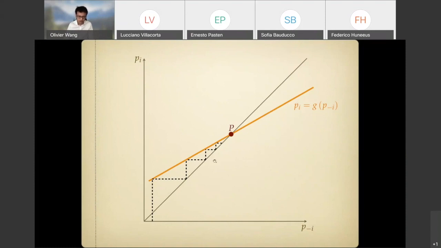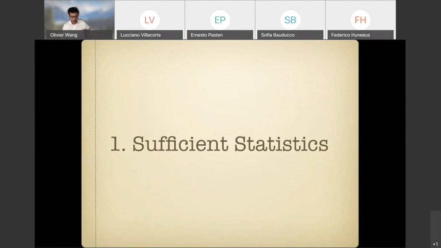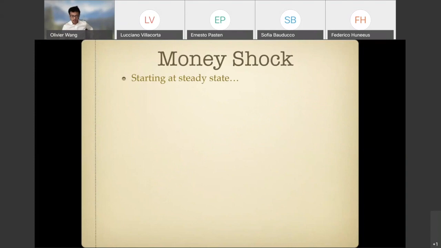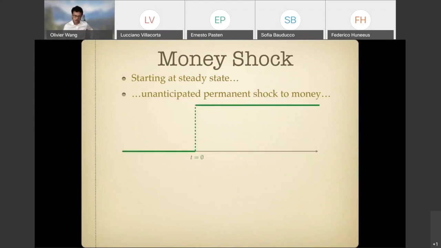Okay. Now, I'm going to present the first set of results on sufficient statistics. So starting at a steady state, we do this experiment I just explained. There's an anticipated permanent shock to money, and to nominal GDP equivalently. So at time 0, the money supply jumps to this new green line. It's continuous time, so you don't have an impact effect on the price. The price is continuous. But eventually, the price in orange is going to converge to the new steady state, the higher price level, because there's more money in the system now.